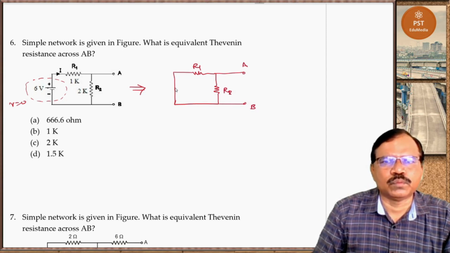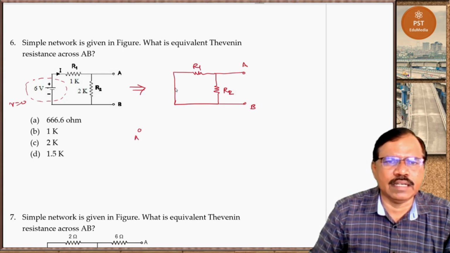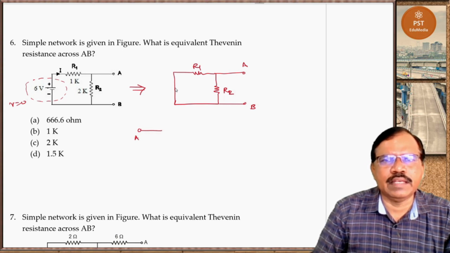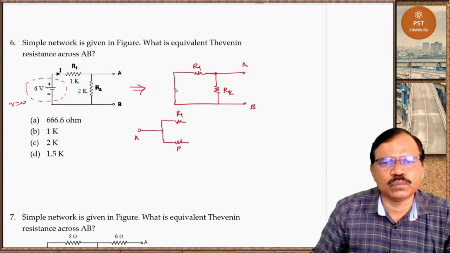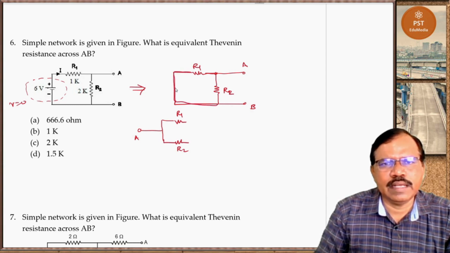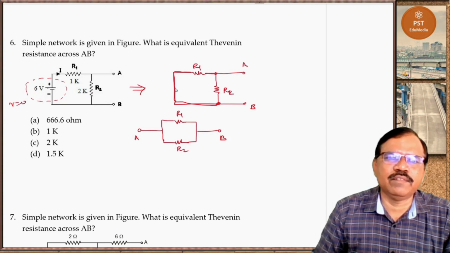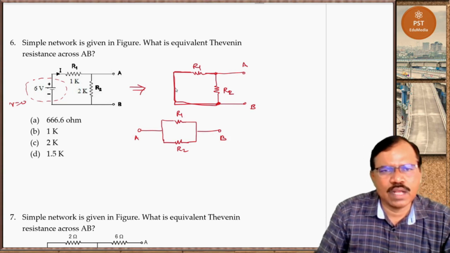Here R2. Now start from terminal A. We are here now. It is divided into two parts. In the first part we have resistance R1 and in the second part we have resistance R2. And now see here, they again come together and they go to B. So see here, between A and B, R1 and R2 are in parallel.